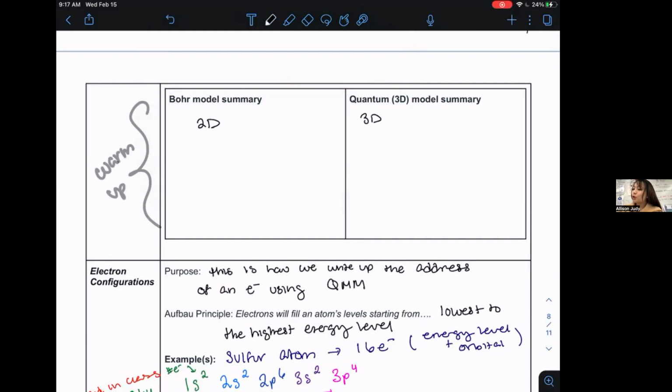It also goes past the Bohr model in the sense that the Bohr model talks about shells or energy levels, or another way of calling them is orbits, okay? But while it only talks about that, we have no specific location or placement of electrons within those.